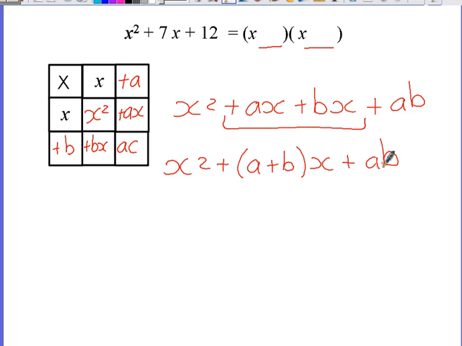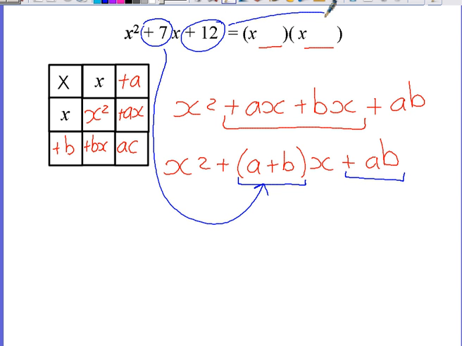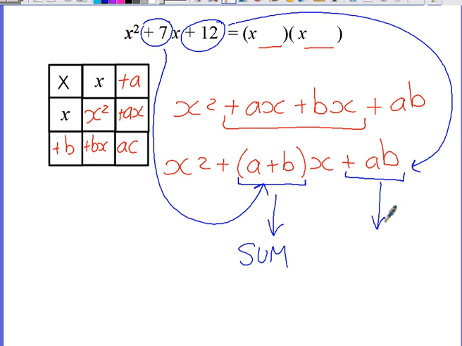Now hopefully you should see this is in a very familiar format. You should be able to see that we've got a value here, a plus b, and we've got a value here, ab, multiplied together. Now, if we look back to our equation, this plus 7 must be represented by a plus b, and plus 12 must be represented by a times b. That means we need to find two numbers that give us a sum of a plus b and give us the product a times b.